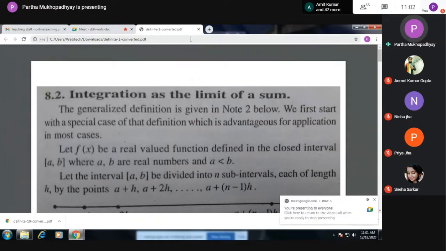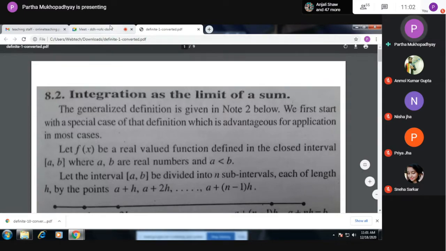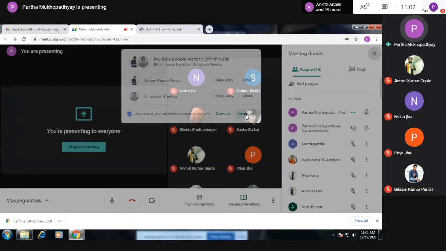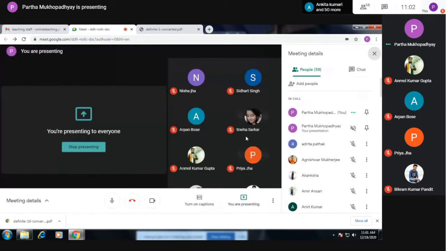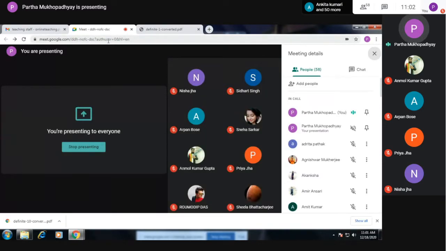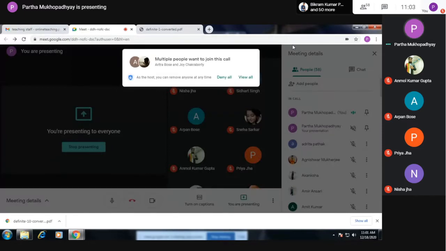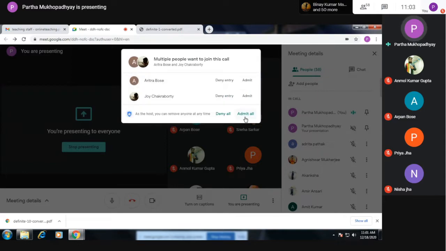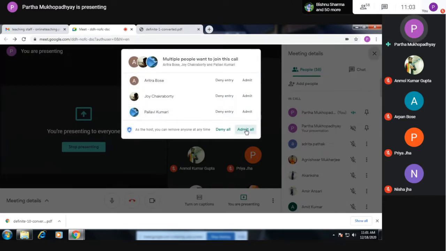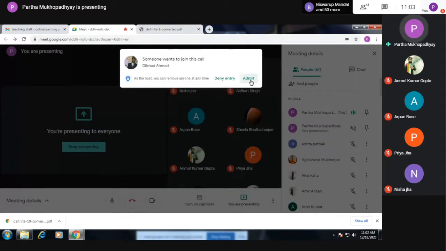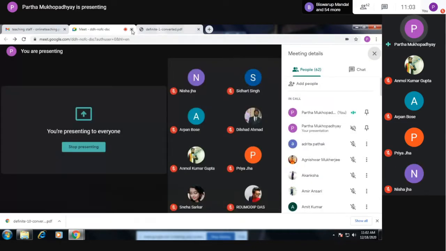So the prerequisite of this definite integral is obviously the indefinite integral, the concept of integration, how a function can be integrated. And we are already habituated with the concept of inverse operation of differentiation. Integration has been viewed as an inverse operation of differentiation. This you have already learned in 11-12, and definite integral is also there, but now we will study it in more detail.